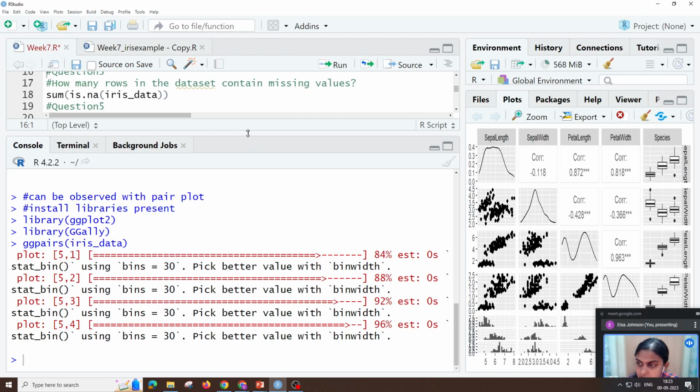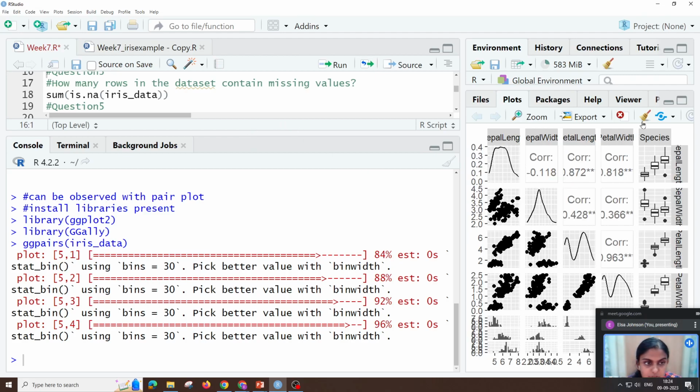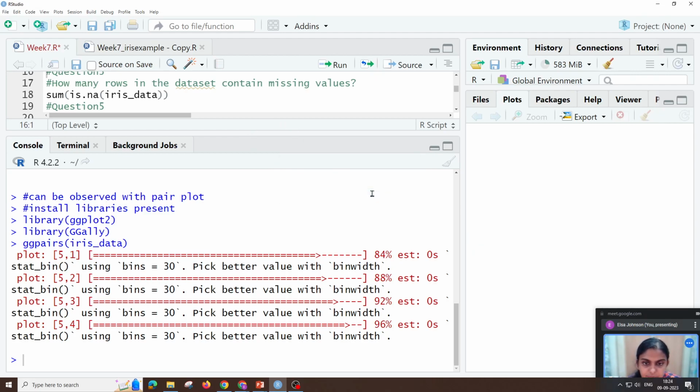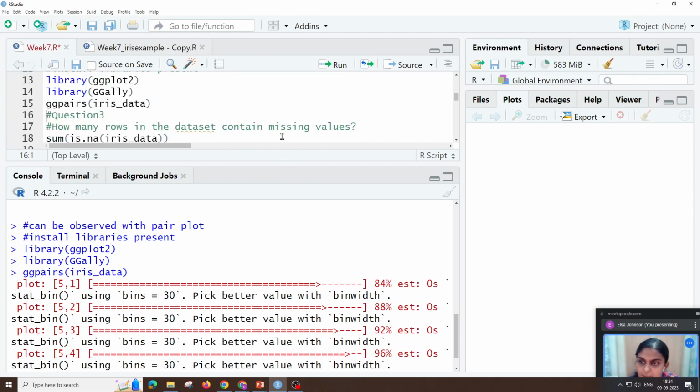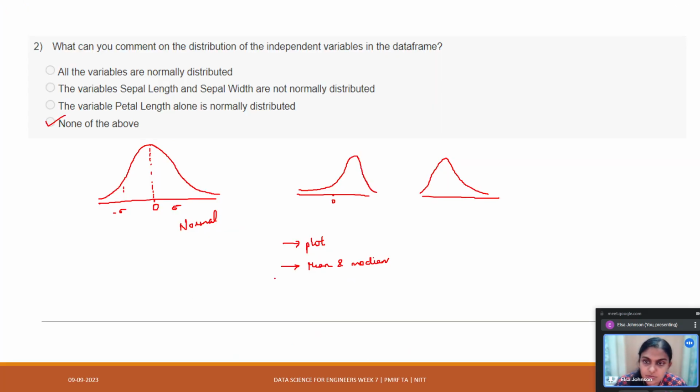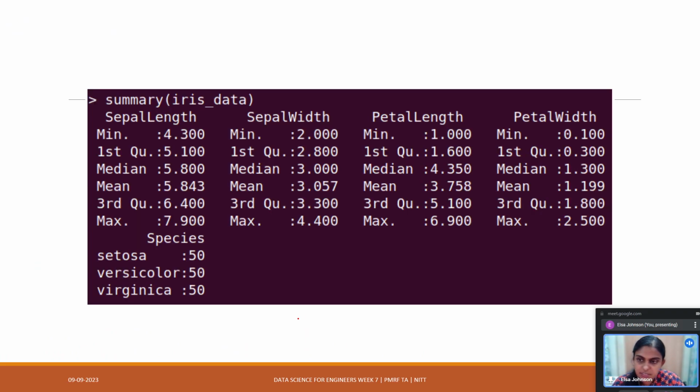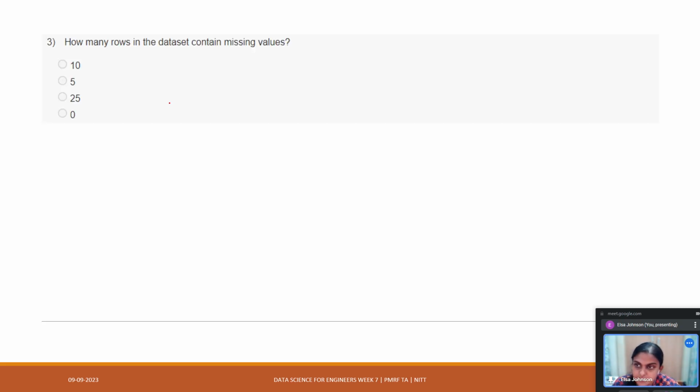So that is the plot. That is the question, so the second question we have solved. Now the third one is about how you will see the difference. You have to check the mean and median values from the summary.